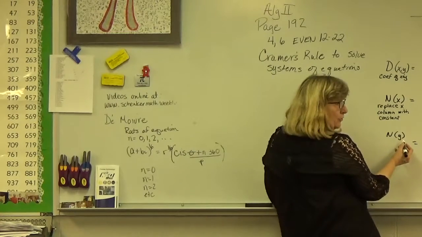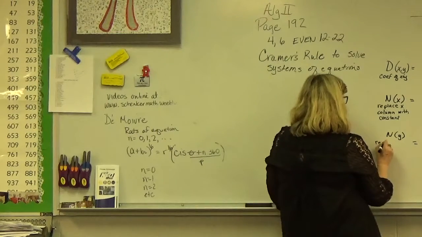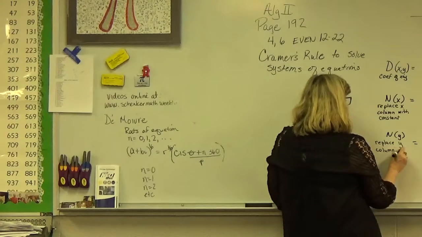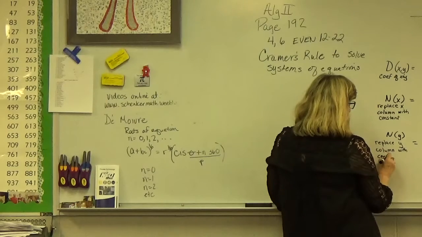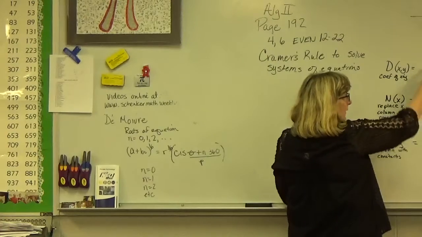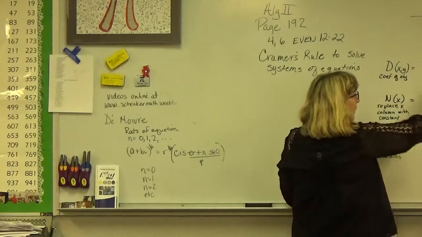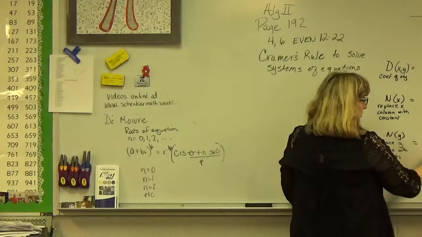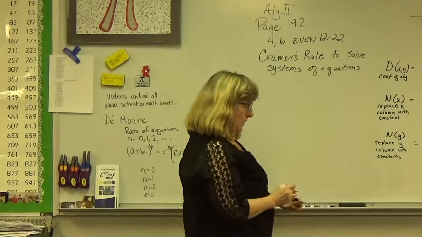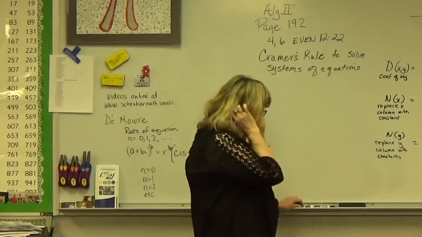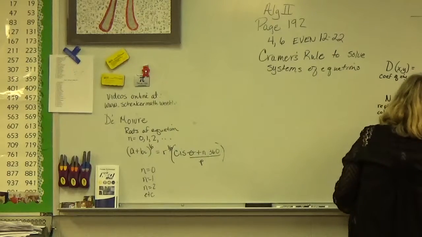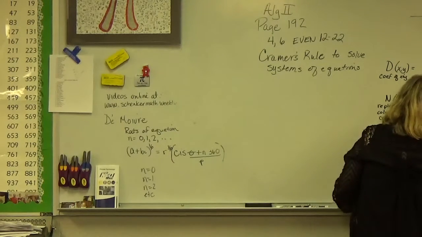If I want the numerator for y, you replace the y column with the constants. So here's my x column, it stays 4, 1, but my y column now becomes what the equation is equal to, the constants. And then we evaluate, we're going to end up with negative 17.